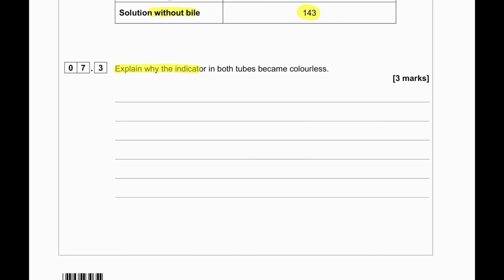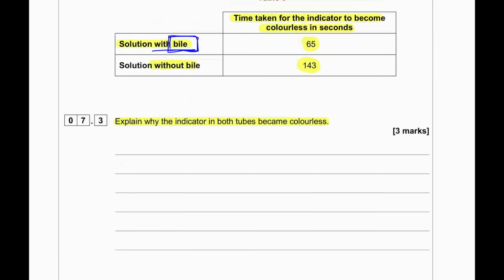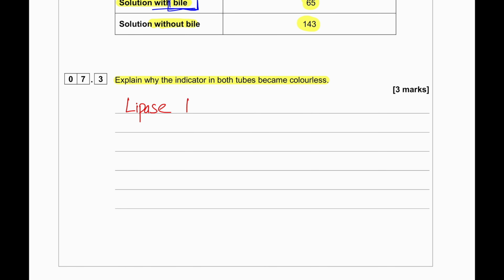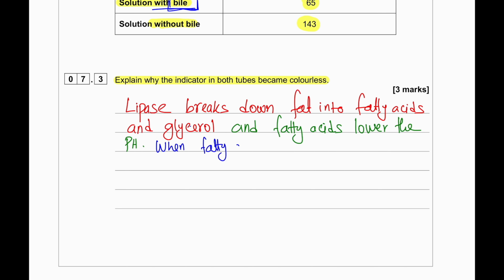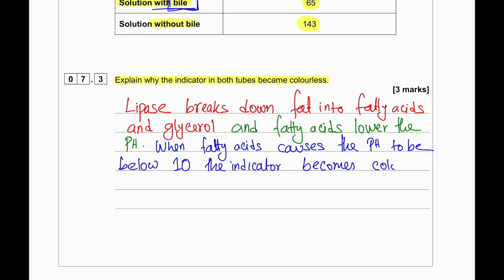Explain why the indicator in both tubes became colorless. The indicator was showing the color due to the pH above 10, which was made by the sodium carbonate solution. Once the lipid is broken down by the action of the lipase enzyme, fatty acid and glycerol are produced. Fatty acid lowers the pH of the solution, and when it causes the pH to become below 10, the indicator becomes colorless.